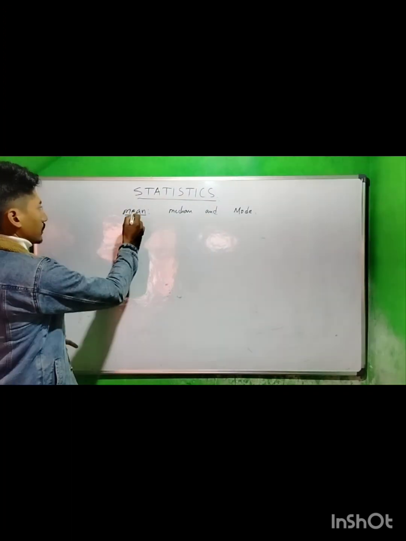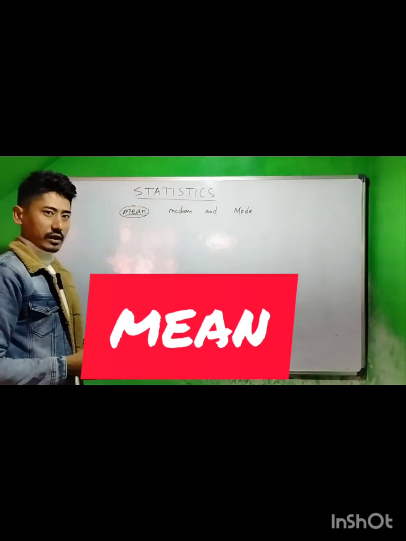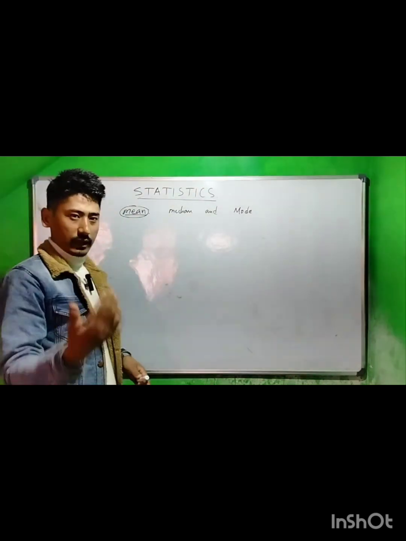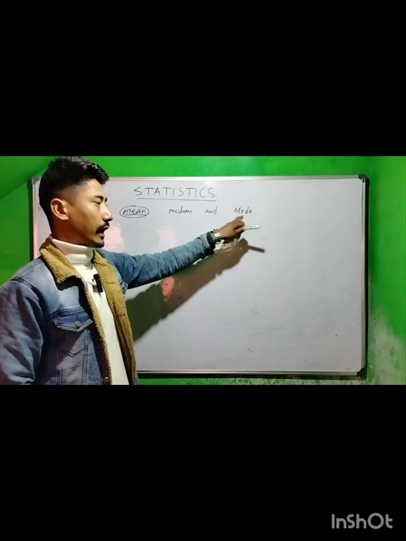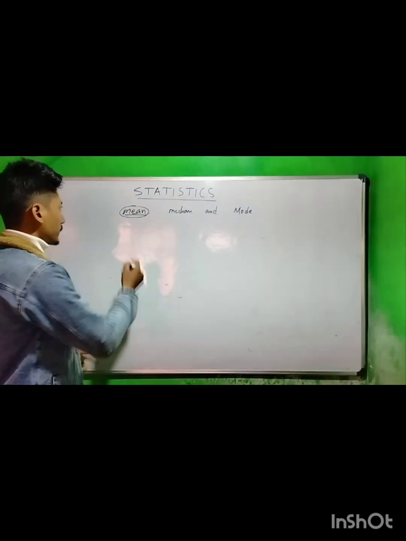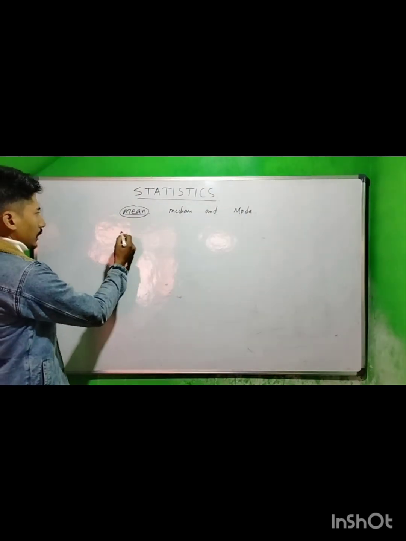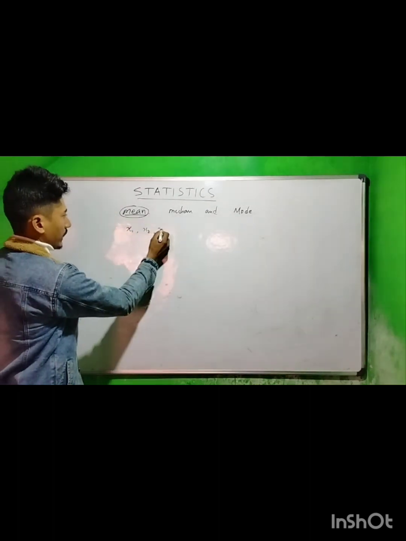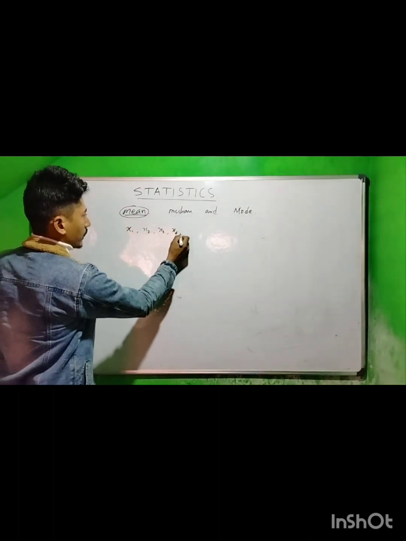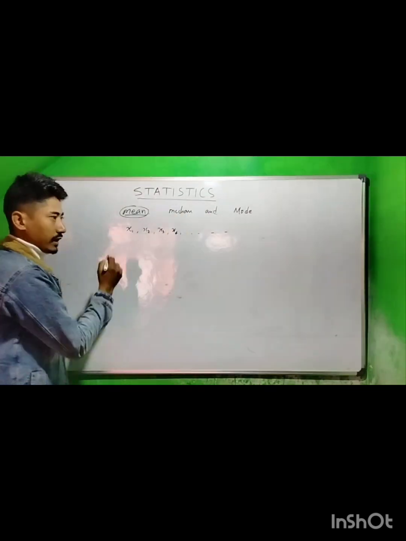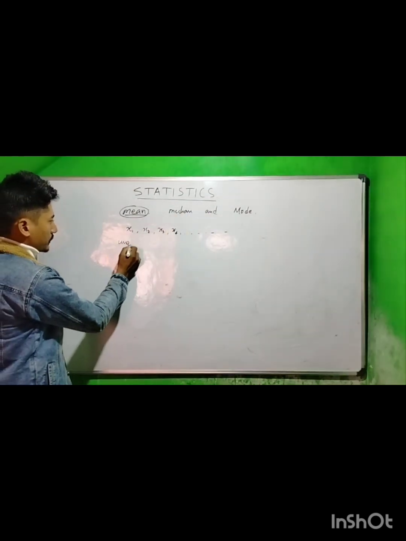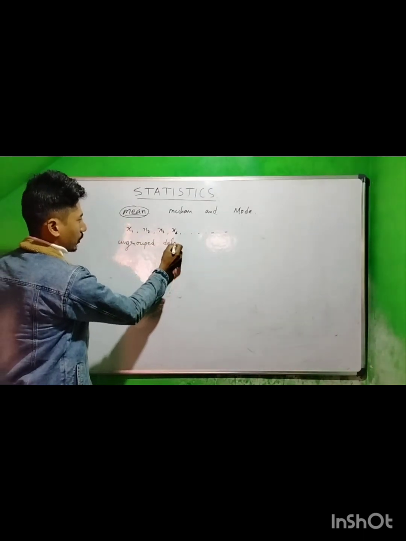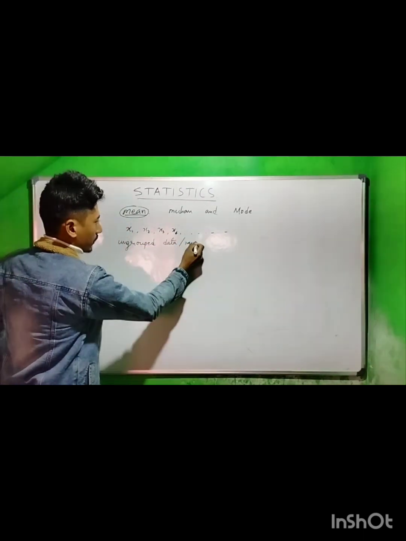First of all, we'll talk about mean, and in this video I'll solve some sums related to mean, and in the next video I'll do median and mode. So let's focus on mean. If there are data like x1, x2, x3, x4, they are called ungrouped data, or we can say raw data.